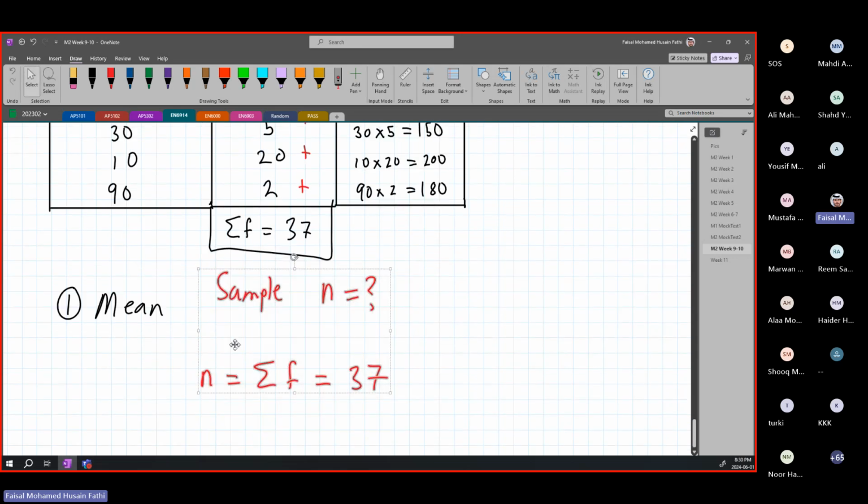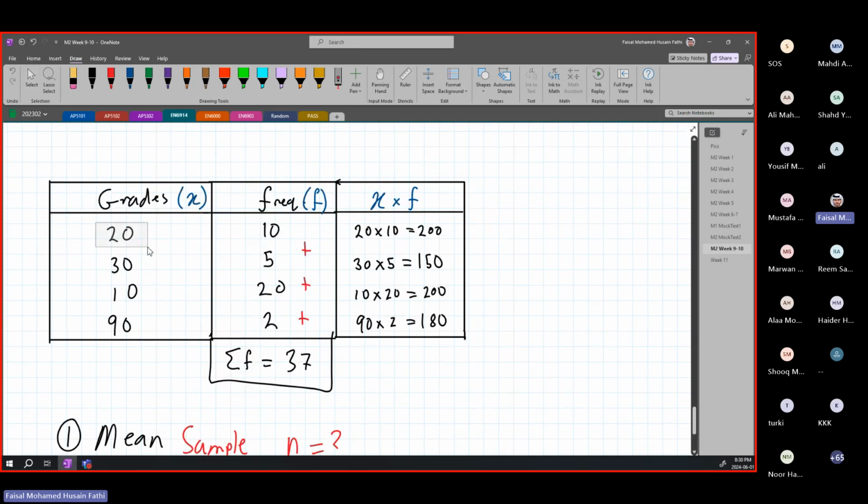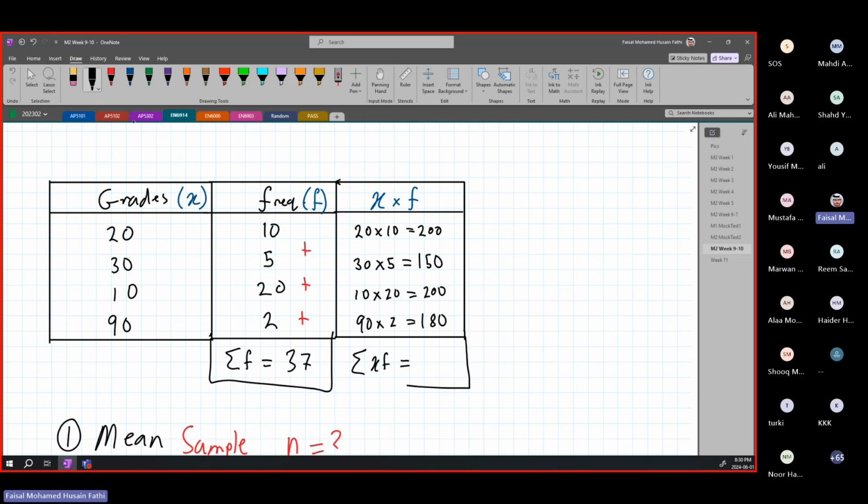So this is the first step that you're going to do. You're going to multiply. So this way we know that we have 10 people that got 20. So we're going to be doing 20 plus 20 plus 20 10 times. That's the whole idea of it. And then we are going to sum up all of these X times F values. All right. Again, when you see this, all this means is we are adding up.